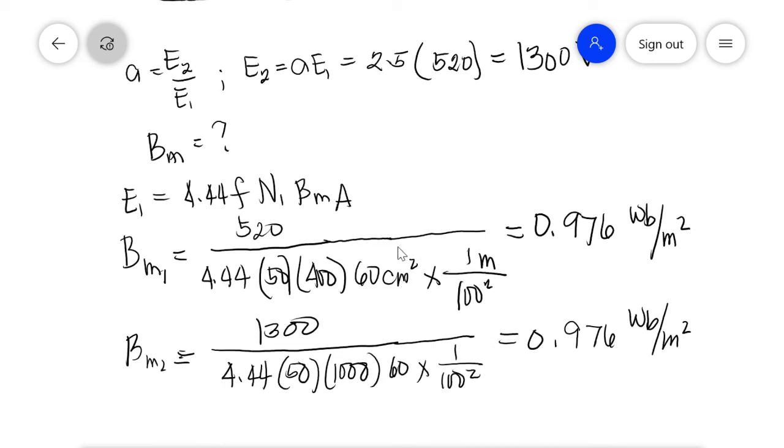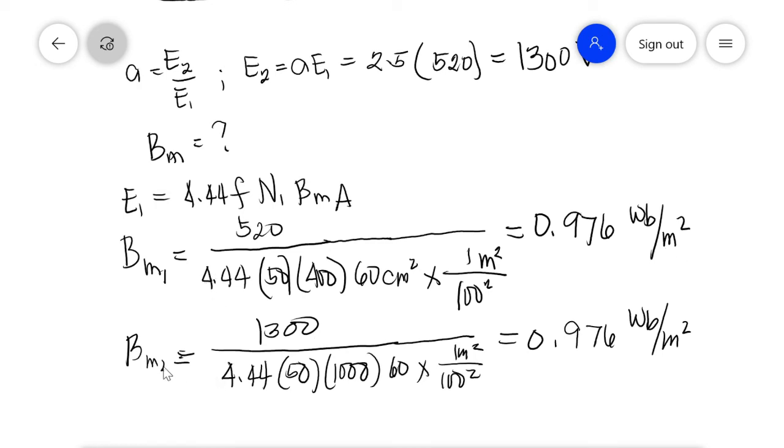Ang kailangan natin is square meter, so we'll convert this one into meters. So 60 square centimeter multiplied by 1 square meter divided by 100 squared. So that is 0.976 Weber per square meter.